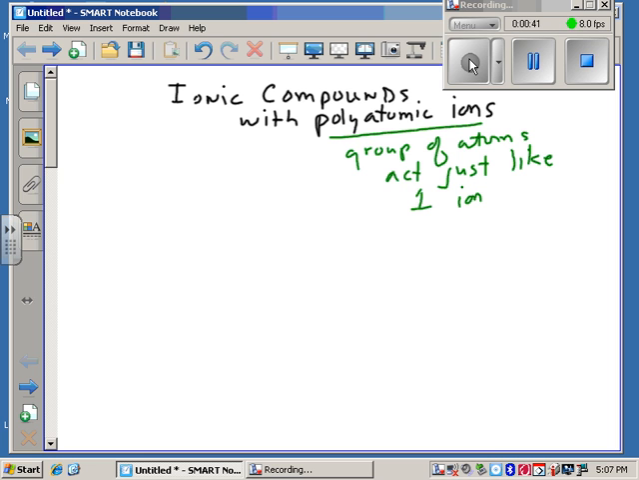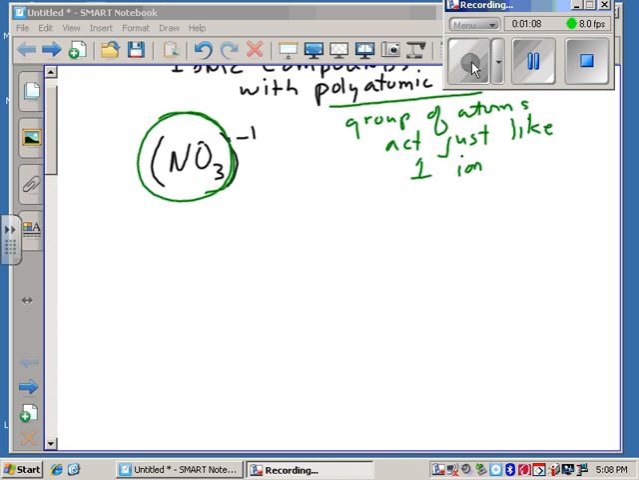Let's take, for example, the nitrate ion. Nitrate ion is NO3. This whole thing has a charge of -1. And early on, I'd suggest using the parentheses. It'll help you think that that -1 isn't just for the oxygen, and it isn't for the nitrogen, but it's for the whole thing. This whole group of atoms acts as if it was just one ion with a -1 charge. So let's use this idea in naming.